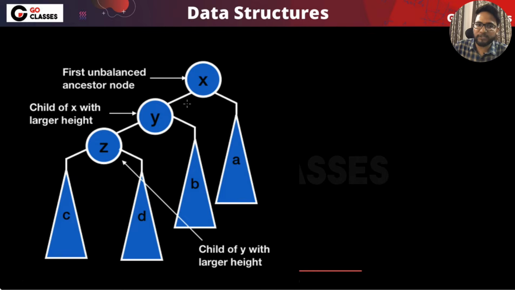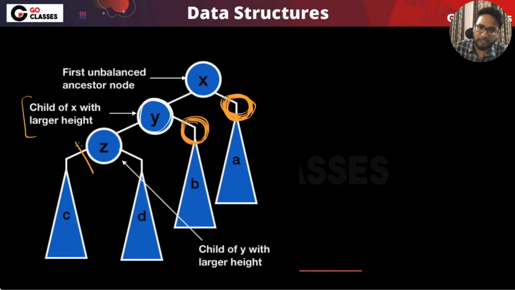Let's suppose this is the first imbalance or unbalanced node. Then I will choose between this y and this another child. Okay, I have not circled it down, but that's okay. So I will choose between this y and this node for the x, and suppose that y is having the higher height. So it is saying the child of x with the larger height. Suppose this is y. Then I will again choose between z and this circled node, whoever is having higher height. Suppose that this node, which is child of y, is having larger height. Then this is a stick.